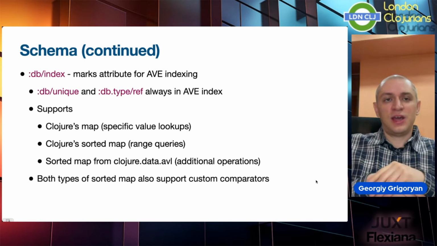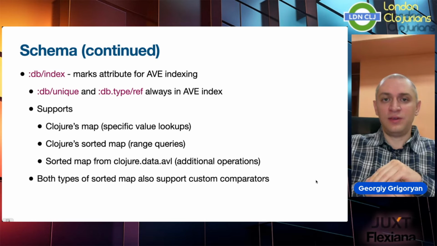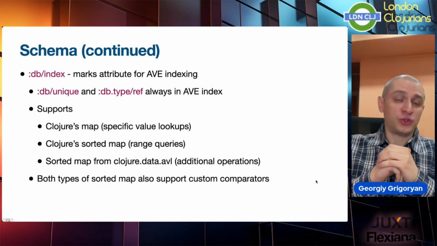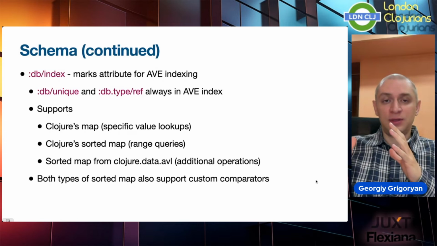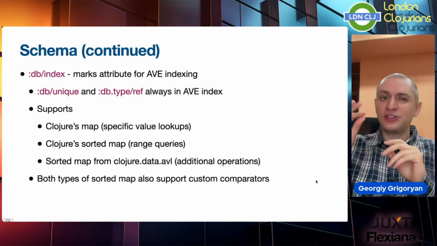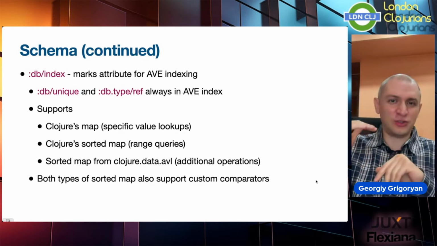So this is how we declare that we want an attribute to be in the AVE index with DB index. And as mentioned, unique and reference attributes automatically go in there. But then you can also specify what you want to go in there. And you can specify which kind of a map you want this index for that attribute to be. You can just have a regular Clojure map, and that's good if you only need specific values, right? So you can't do ranges, you just want that specific.